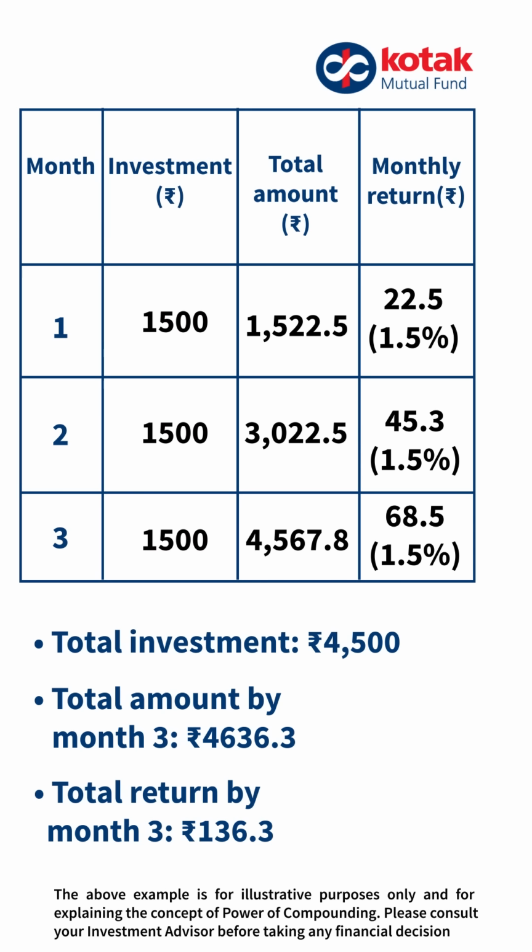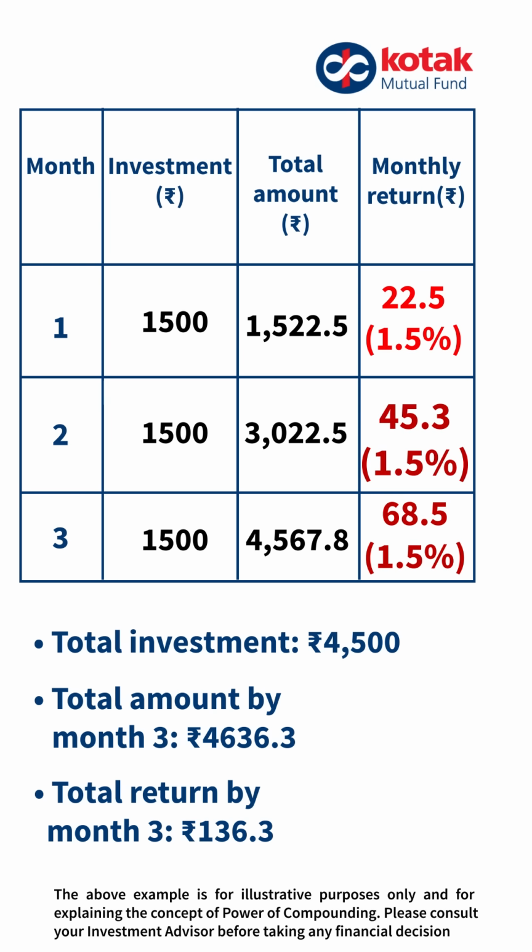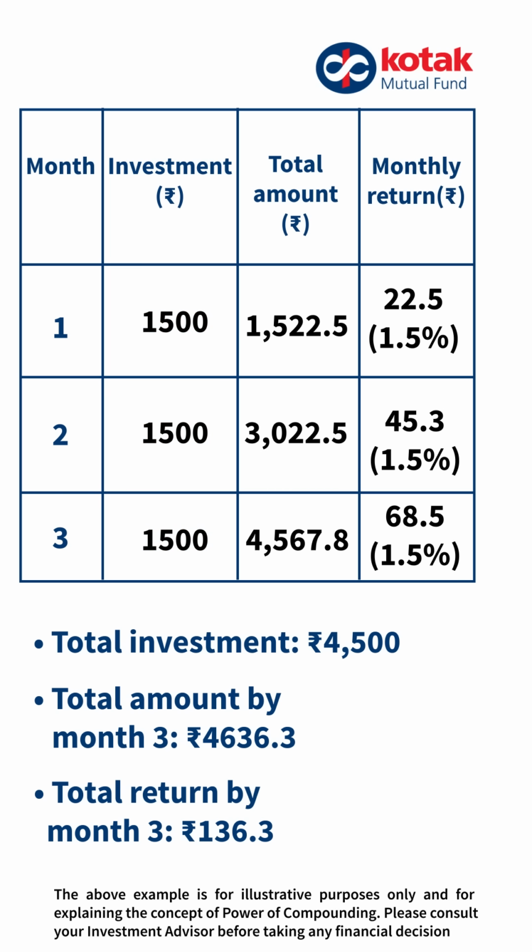Let us look at how this works. If you invest 1500 rupees per month with a hypothetical monthly return of 1.5%, your first month earns you 22.5 rupees. In the second month, your investment plus previous returns earn 45.3 rupees. By the third month, your total generates 68.5 rupees in returns. Notice how the returns increase each month, even though your investment remains constant. That is compounding in action.